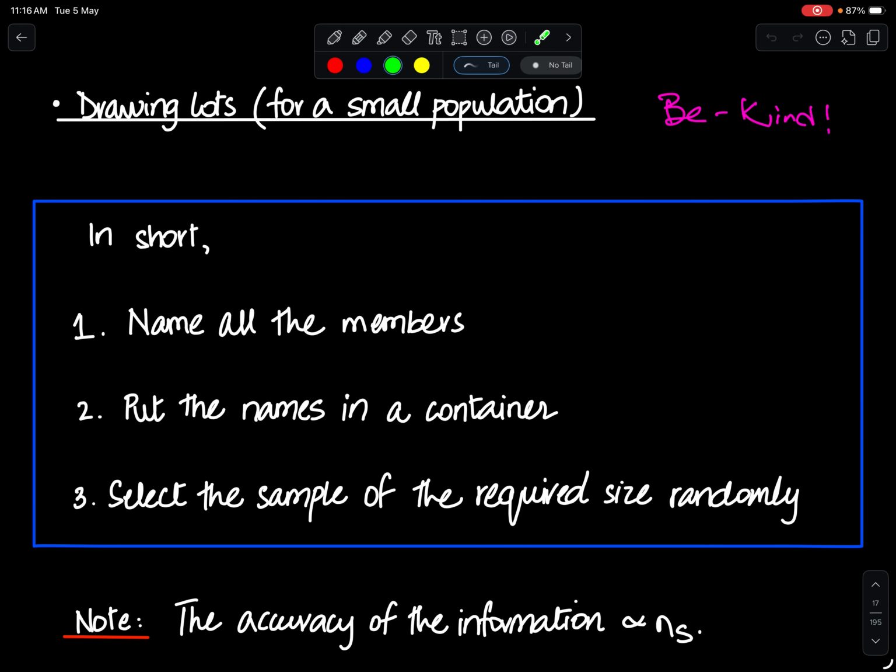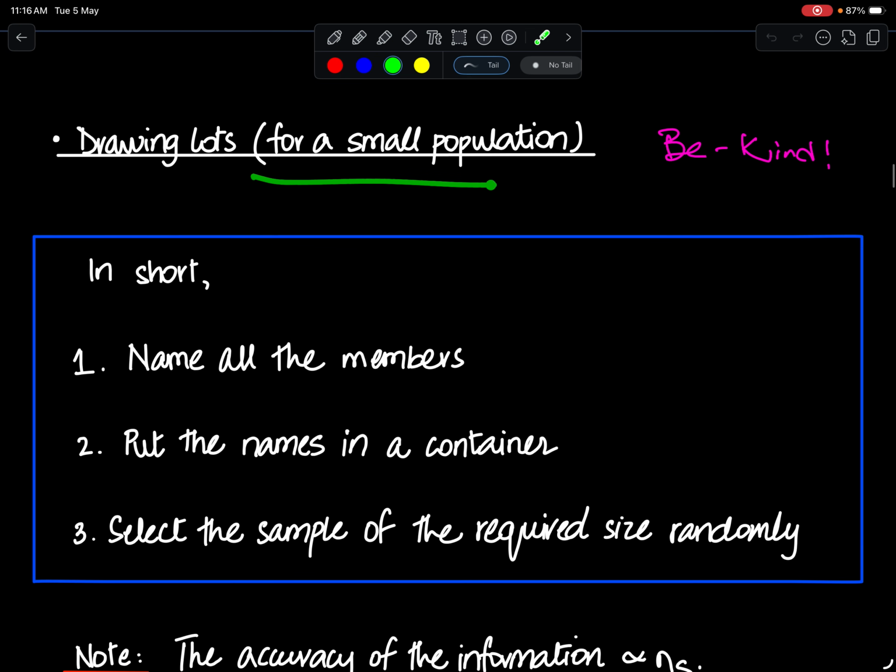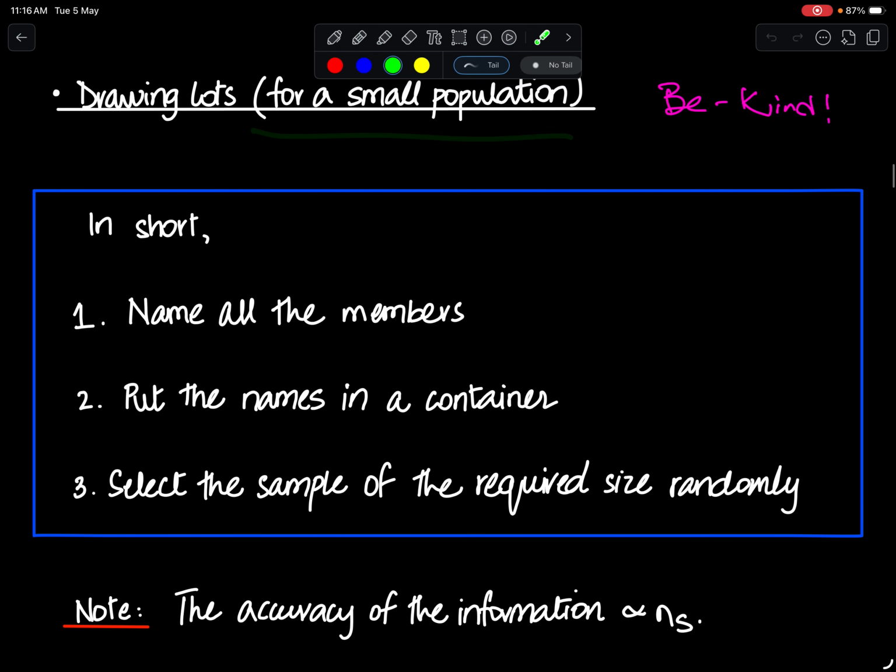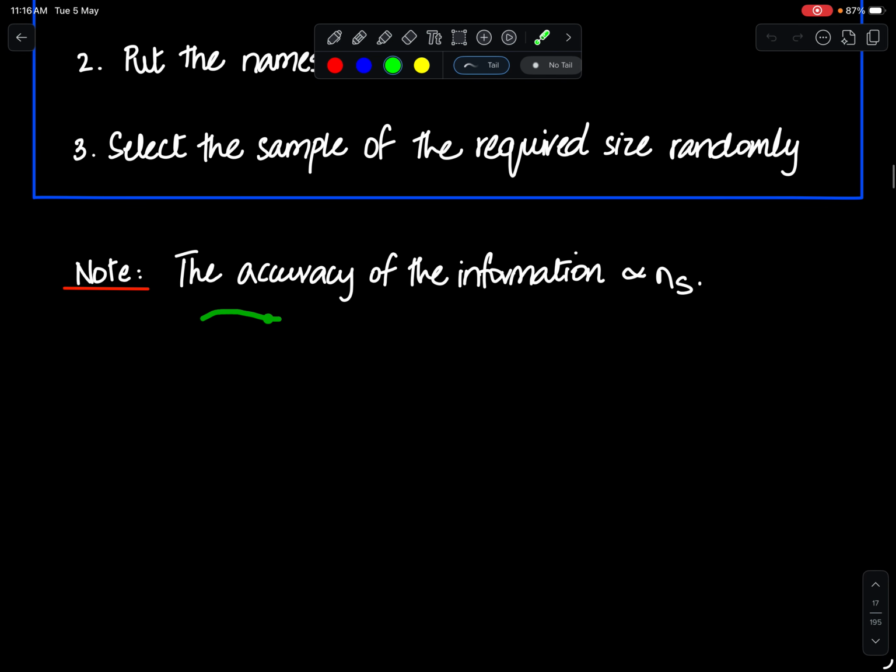Now drawing lots is suitable for a small size of population, and you just need to learn these three things. If they ask to select a sample by the drawing lots method, then just write: first, name all the members, make sure you write name. Second, put the names in a bag or container. Third, select the sample of the required size. That's it. The accuracy of the information depends on sample size. If sample size is large, the information is more precise.